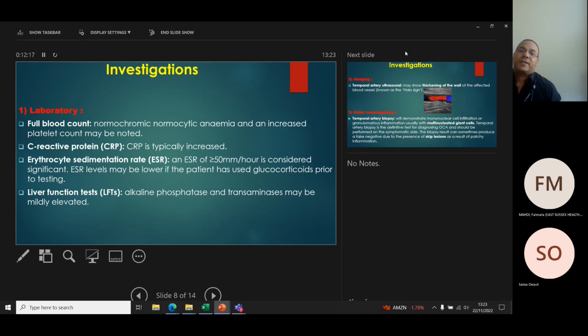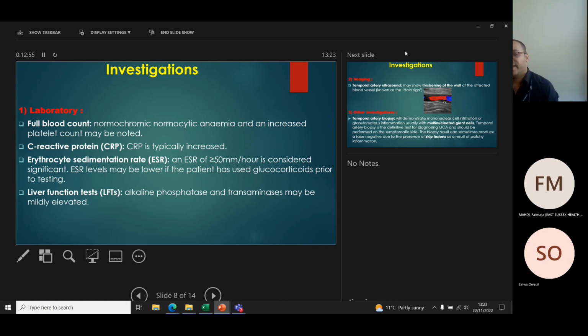CRP and ESR. CRP will be high in a case of PMR, but a normal CRP doesn't rule out GCA. Why? Because CRP can take a couple of days, like 48 hours, to rise. The more sensitive inflammatory marker in the case of polymyalgia rheumatica and temporal arteritis is ESR. ESR will increase abruptly and suddenly within a short time, and an ESR of more than 50 is highly suggestive of the disease.